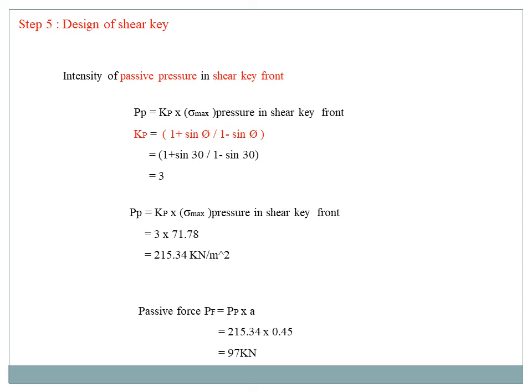So passive pressure Pf is equal to Pp into A. So A is the width of the stem base. So Pp is 215.34 into 0.45. You got it. Pf is equal to 97 kilonewton.